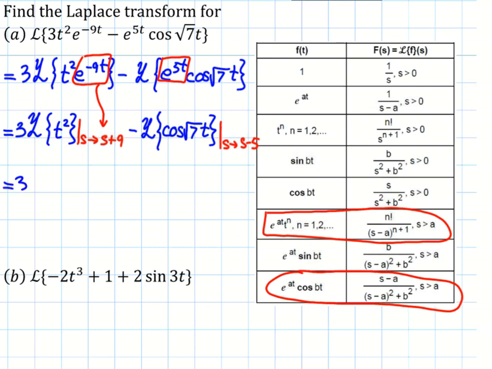So we have 3. The transform of t squared, I'm going to use that formula, will be 2 factorial over s to the n plus 1. But notice that since we go from s to s plus 9, instead of s, it's going to be s plus 9, cubed.